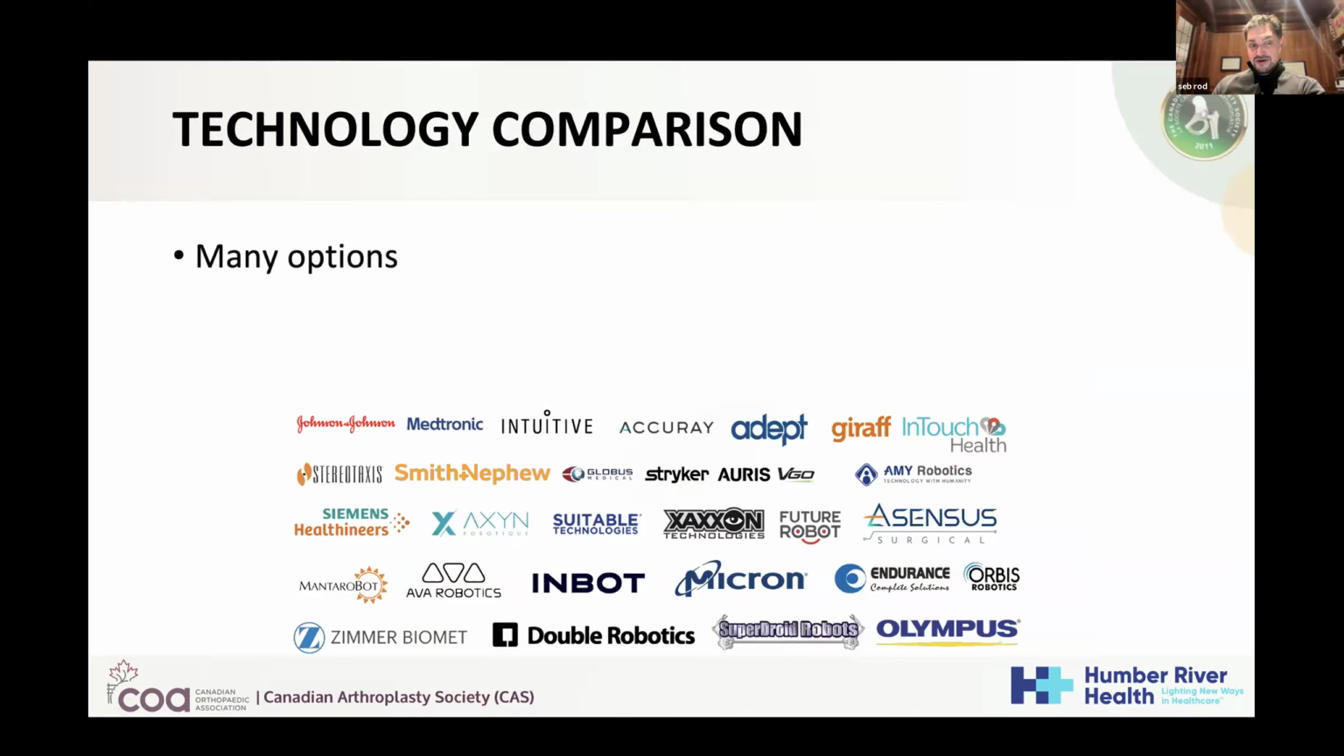Again, that was an example of a Stryker robot. As you can tell, there are many different surgical robots across medicine, and especially in orthopedics now, every major company has some robotic or navigation solution that you can use.